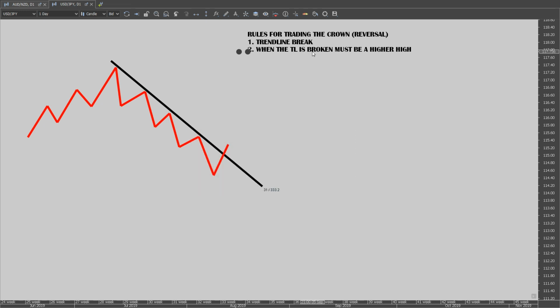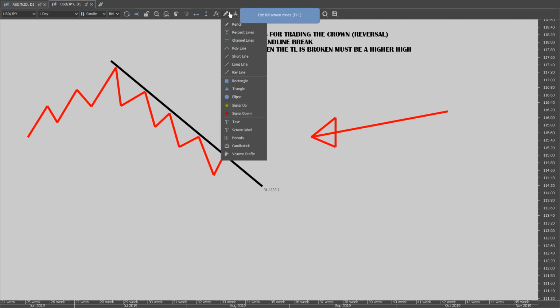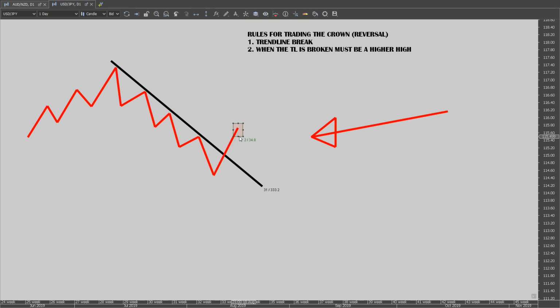Okay, when the trend line is broken, it must be a higher high. So when you see the market breaking the downtrend line, because we are talking about the crown reversal, this is not a crown reversal, not yet, right? So number two, when the trend line is broken, must be a higher high. So now when the market closes, okay, with the high, now then we have number two.